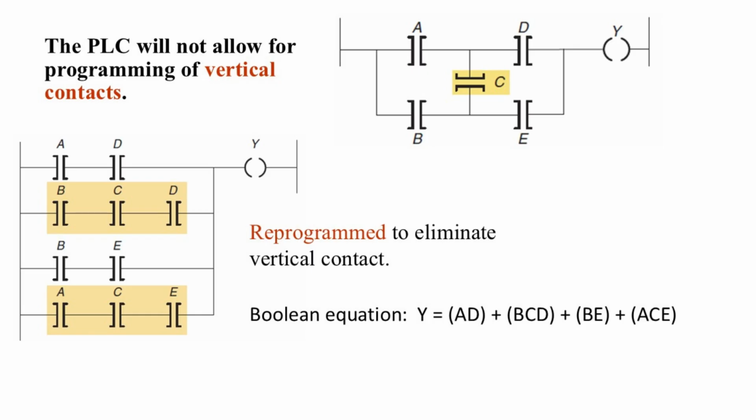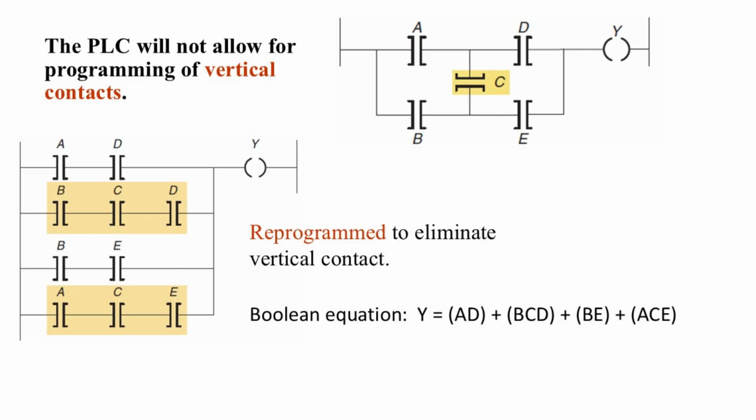processor reads each instruction in that direction to determine logic continuity. Vertical contacts, like C in the top diagram, are not allowed because they create ambiguity in the logic path, causing the PLC to flag an error. The lower diagram shows the corrected version, where the same logic is rewritten into parallel branches that follow proper programming rules. For practice, let's take a look at the Boolean expression for the lower diagram.